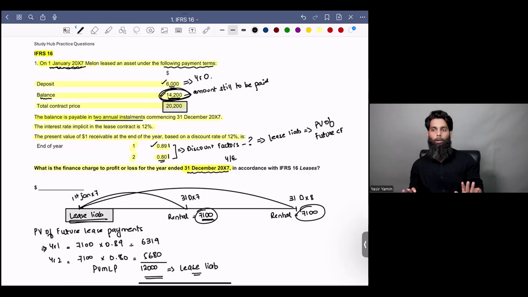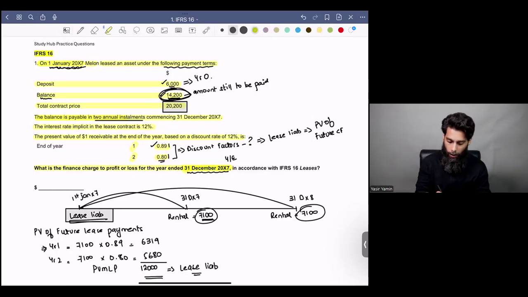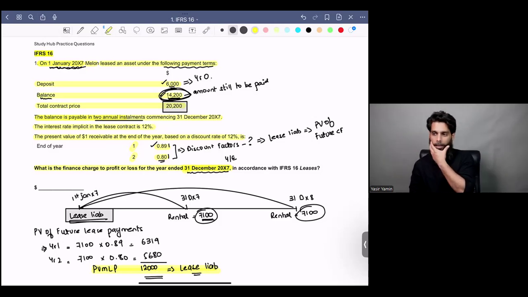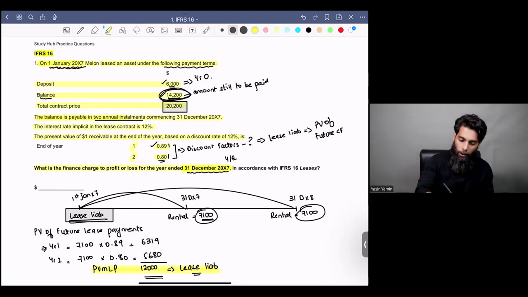You guys just let me know, is this clear to you? Your lease liability has to be recorded at $12,000, not at 14,200. Do you guys understand this? I want an answer from everyone. And this is basic common sense. This is the fundamental principle of IFRS 16. Make sense?